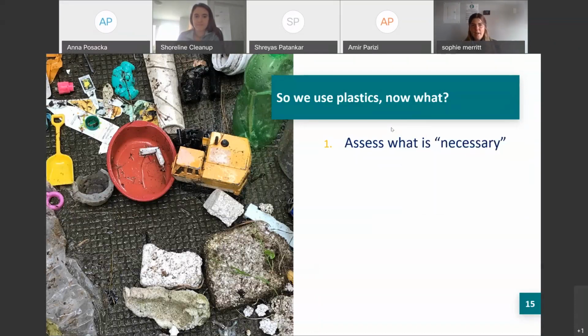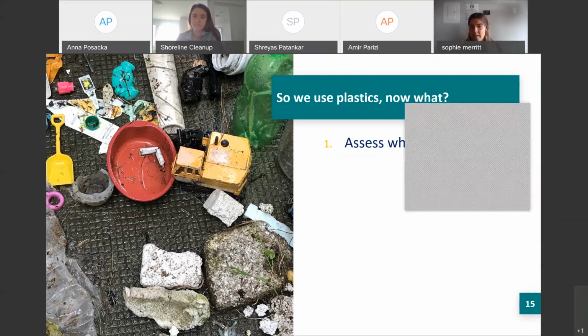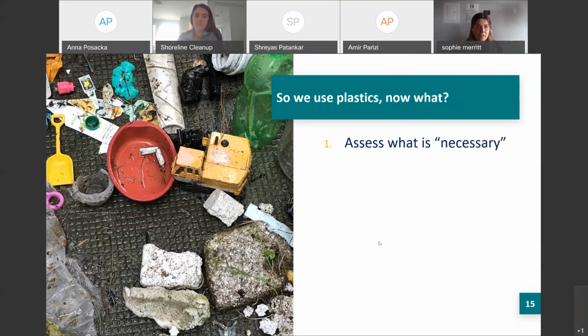So right off the bat, I think it's really important that we lay a foundation. And so that's why I've started this with, so we use plastics, now what? Because the reality is that we all use plastics. They actually have a ton of value to society. And I think we need to create this kind of humility around our plastics use, and just realize that we are going to use them. They're inevitable. So how can we be really smart about using plastics?